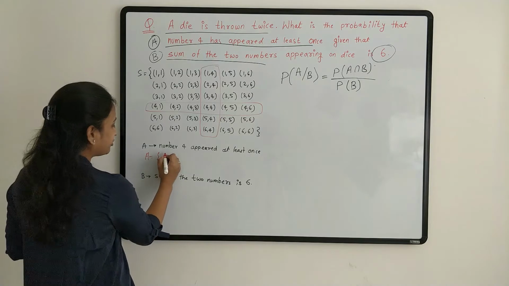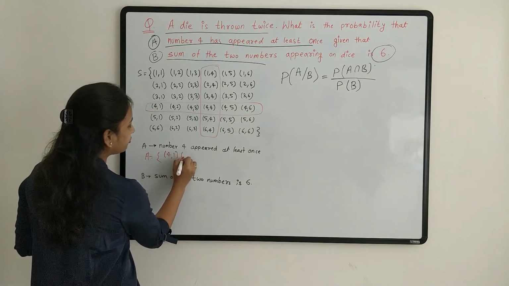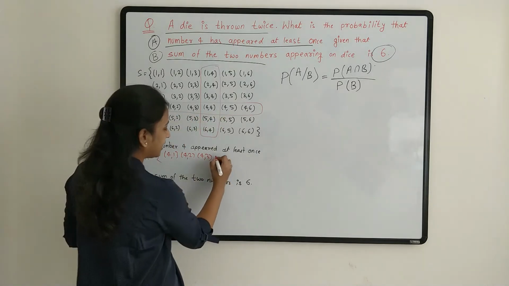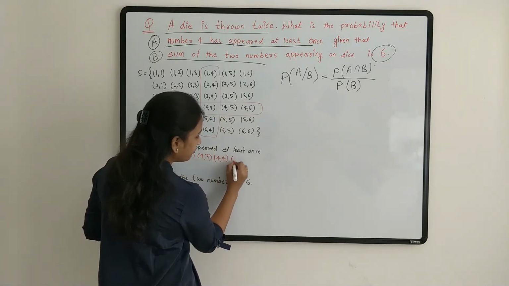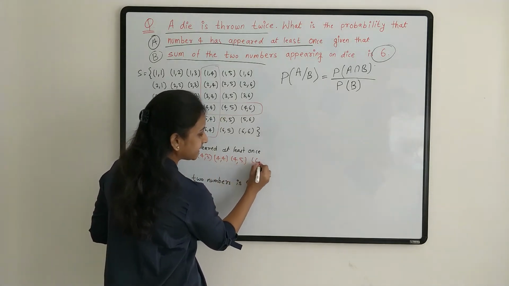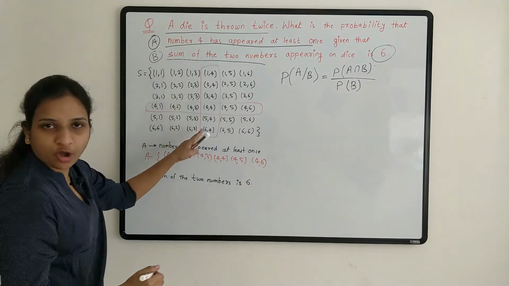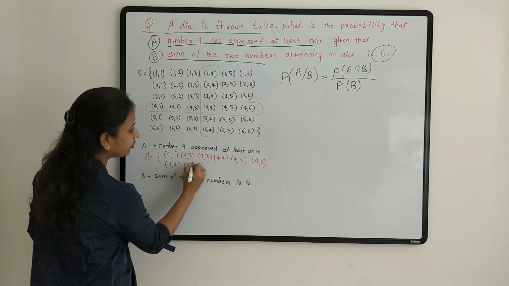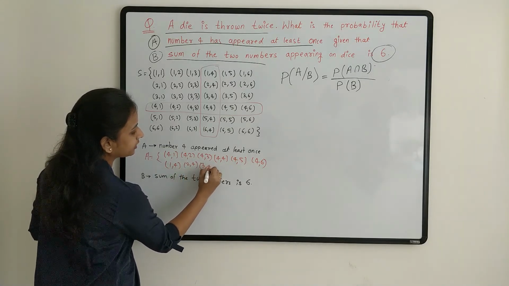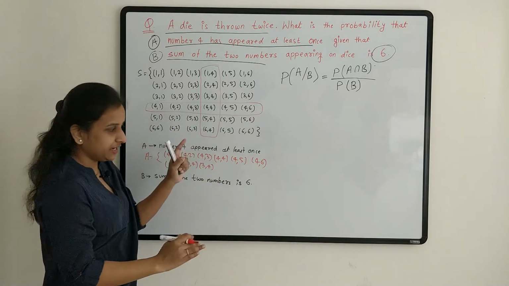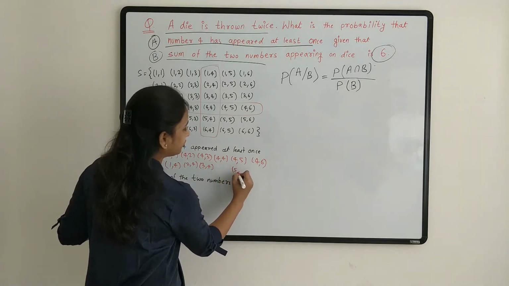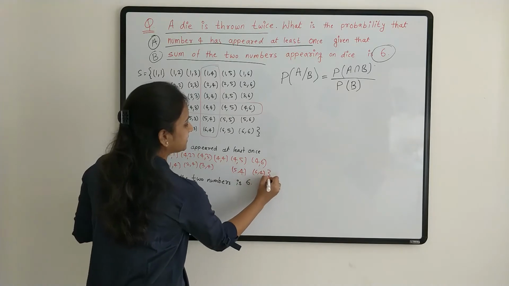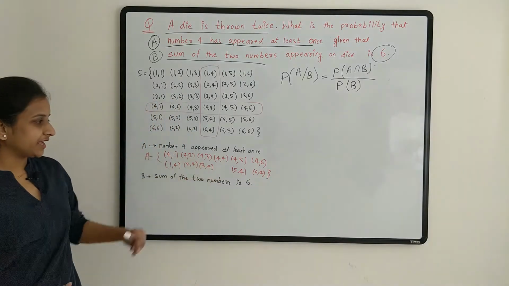So the favorable outcomes are 4,1; 4,2; 4,3; 4,4, the entire row, then 4,5 and 4,6. And the entire column means 1,4; 2,4; 3,4; 4,4 is already covered, so I am writing 5,4 next and 6,4. These are the favorable outcomes for event A.